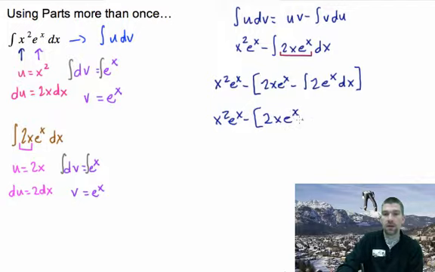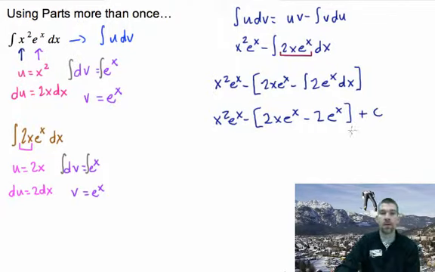I don't know why my lines are getting shaky over here. It would look like this right here. When you integrate 2e to the x, 2 is a constant and it can move in front of the integral. e to the x integrates to e to the x. So what have I got for my final answer?